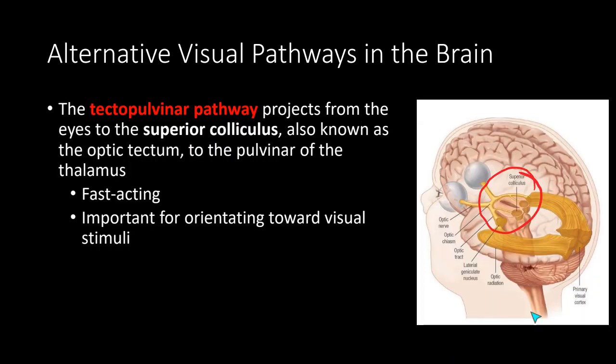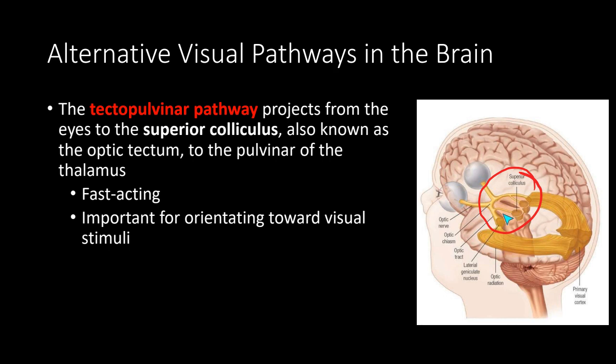So we do have another pathway. We had the geniculostriate pathway, and we've got this other pathway called the tectopulvinar pathway. If we look here at this image, this is what we were just talking about: retina, optic chiasm, back to the primary visual cortex. This is the pathway we were talking about just a minute ago. So this other pathway that we have, instead of projecting to the visual cortex, projects to the superior colliculus, which is right here.